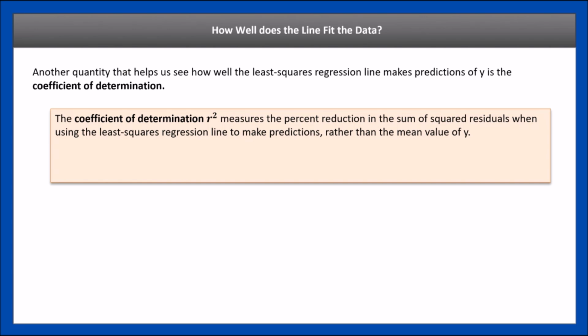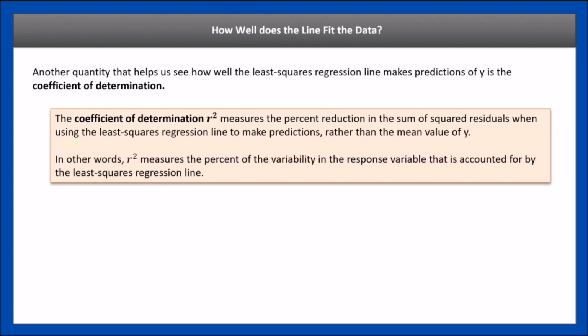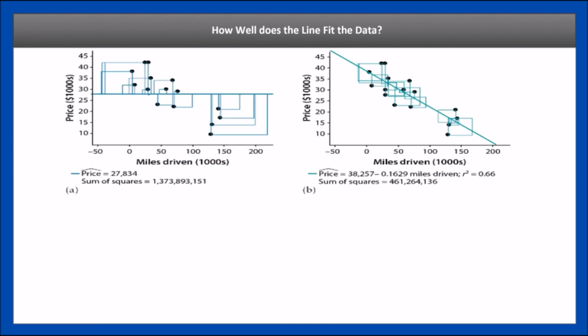We're going to look at a graph to visualize this. The second interpretation is that it measures the percent of the variability in the response variable accounted for by the least squares regression line. Those are my two interpretations. We're going to show you what the first one means for the interpretation. Okay, so here's how we can interpret that first explanation.